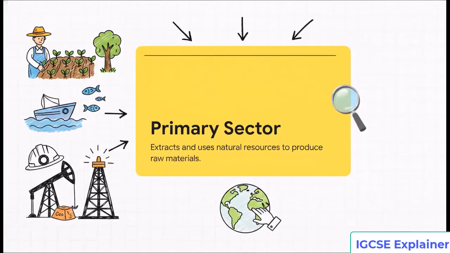So, starting at the beginning, the primary sector is basically the raw foundation of everything we consume. This sector is entirely focused on extracting and using natural resources to produce raw materials. We're talking about the people and businesses out there physically working with the earth, farming crops, catching fish, managing forestry, or mining valuable stuff like oil and copper. Literally, without the primary sector, the rest of the economy has absolutely nothing to build with.